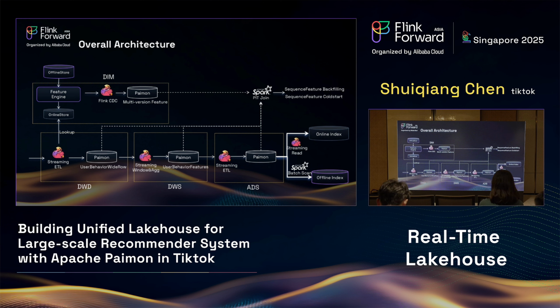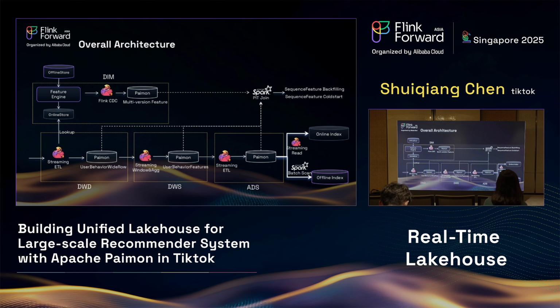Next is the DW layer. We run a streaming ETL job to do some basic transformations on user behavior actions reported from different applications, such as filtering, deduplication, setting default values for empty fields, and value normalization. Then we look up the dimensional features from the DIM layer to construct a wide row, a user behavior wide row, and write into a Paimon table. This is a primary key table partitioned by date and hour and bucketed by user ID.